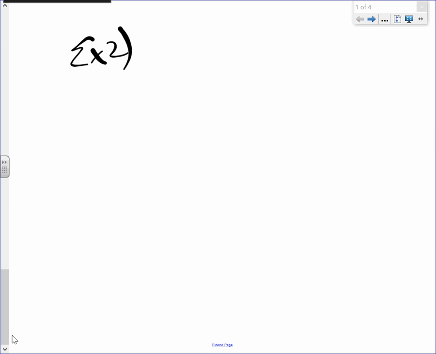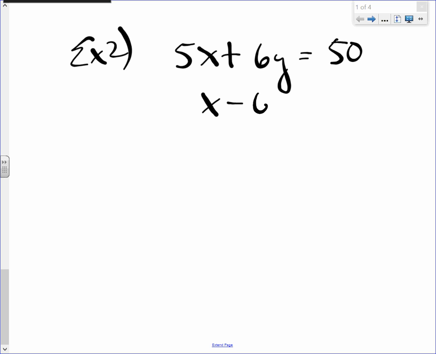Watch this. Here we go. 5x plus 6y equals 50. Last example, guys. Here we go. x minus 6y equals... Watch. Just write it down first before you do anything.